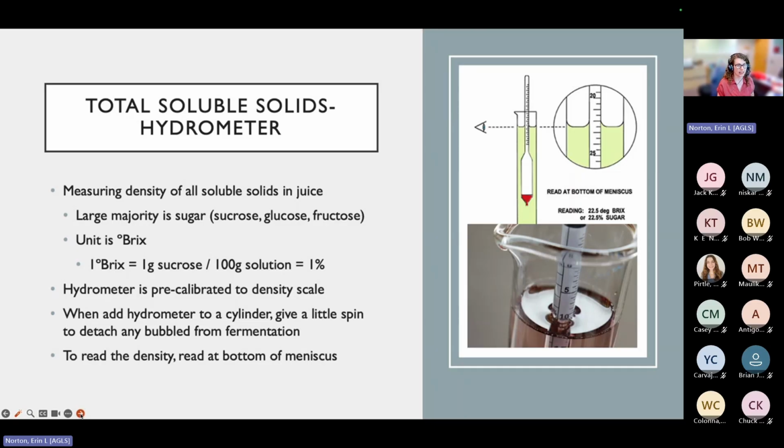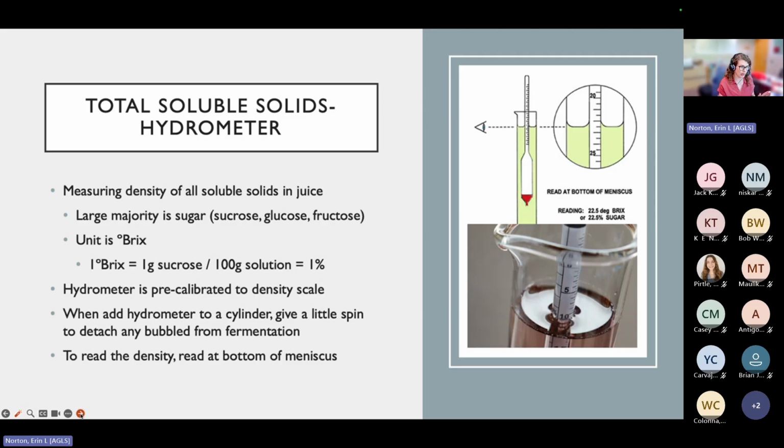So it's measuring the density of all the soluble solids that are in juice. So not just the sugar, the acids that are in there, as well as there's flavor components, there's color components, there's all kinds of stuff in juice. But the overwhelming majority is sugar. So we can make an assumption that when you're measuring total soluble solids, you're essentially measuring how much sugar is in the solution. So we use the unit degree Brix.